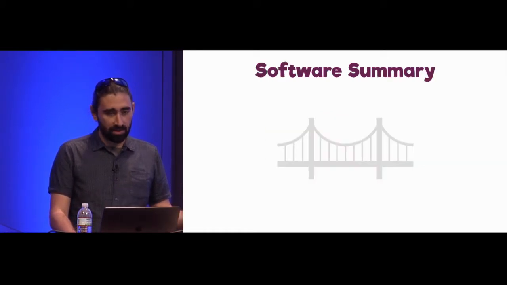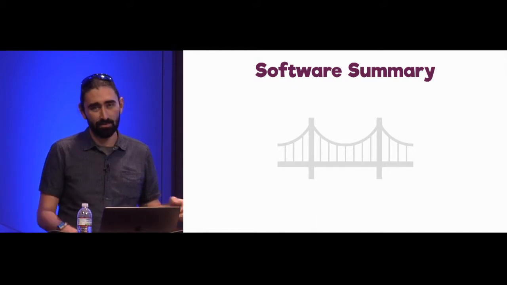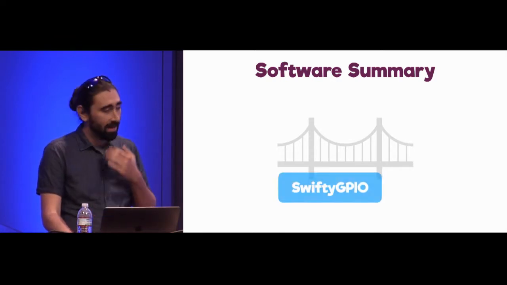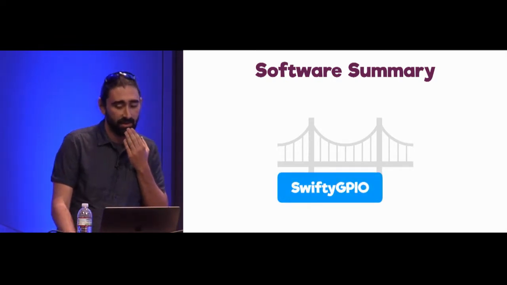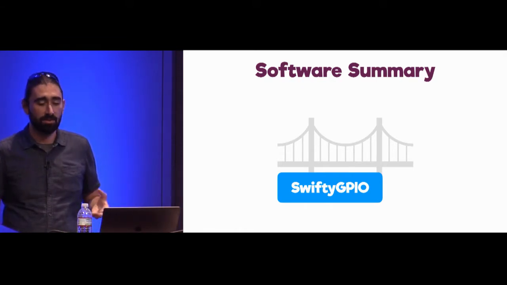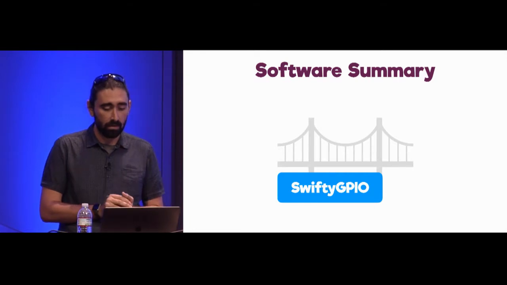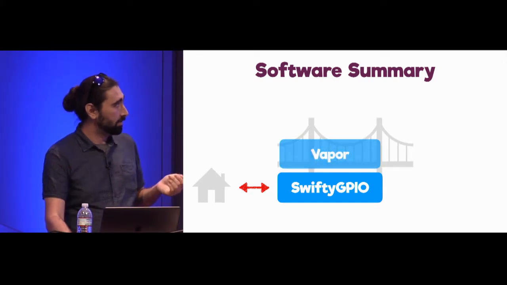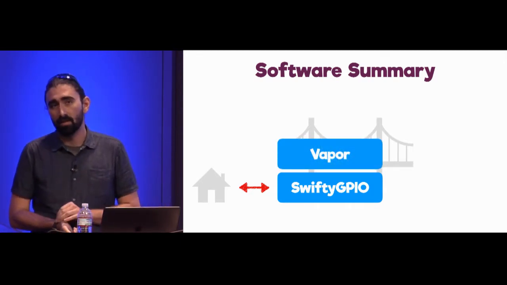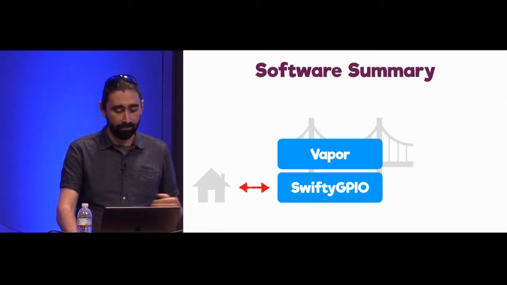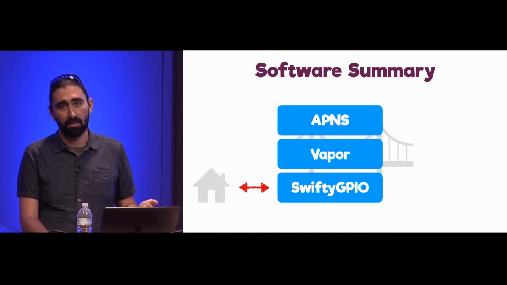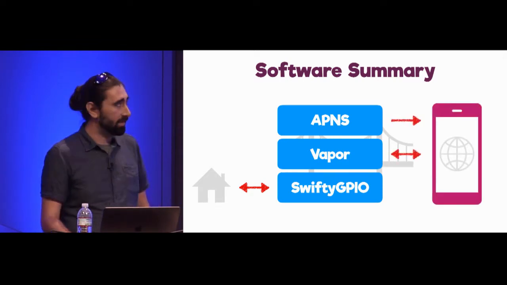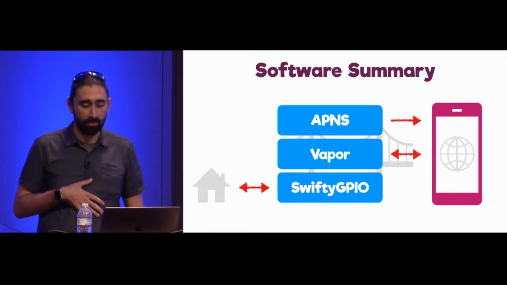So let's just go over the software. It's kind of a whirlwind. At the lowest level, we have SwiftyGPIO running our GPIO pins and giving us this interface to things. As the backbone of our bridge, we used Vapor to build a web API. And then on top of Vapor, we use push notifications to push event-driven communications. And this all interacts with our client app that we build for iOS.